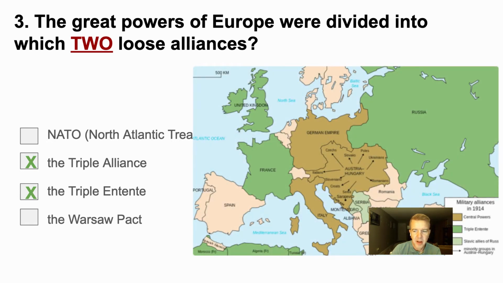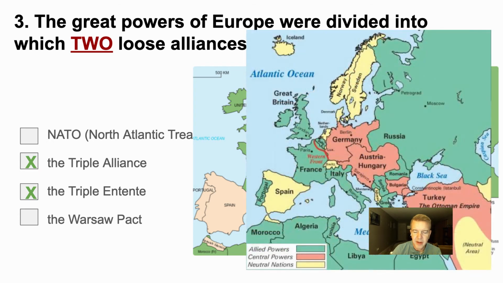Okay, this is the alliances in 1914 when the war gets ready to start. You see Germany aligned with Austria-Hungary and Italy. That's the Central Powers. The Triple Entente was France, Great Britain, and Russia. And then Italy switched sides at the beginning of the war. Interesting enough. And the Ottoman Empire joins Germany and Austria-Hungary.